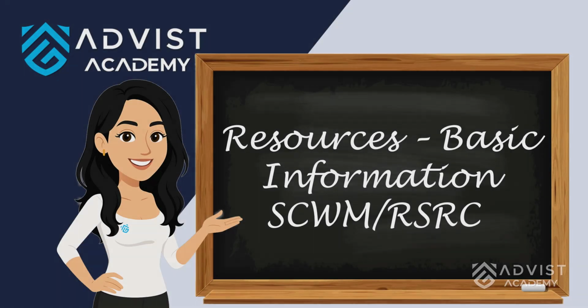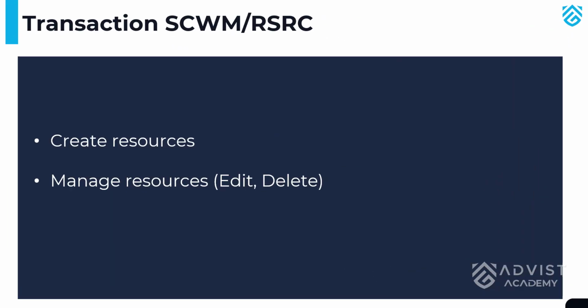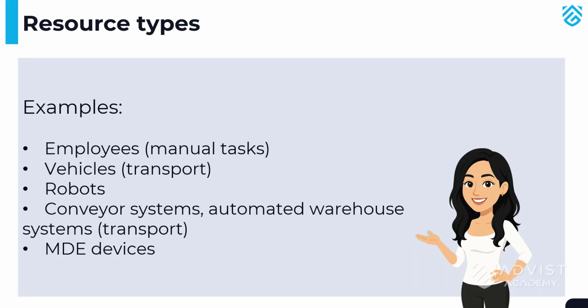In this video, we'll take a look at what resources are in SAP EWM and what the SCWM RSRC transaction is used for. Basically, the SCWM RSRC transaction is used to create and manage resources in EWM, SAP's Extended Warehouse Management System. EWM distinguishes between various resource types, each characterized by different properties.